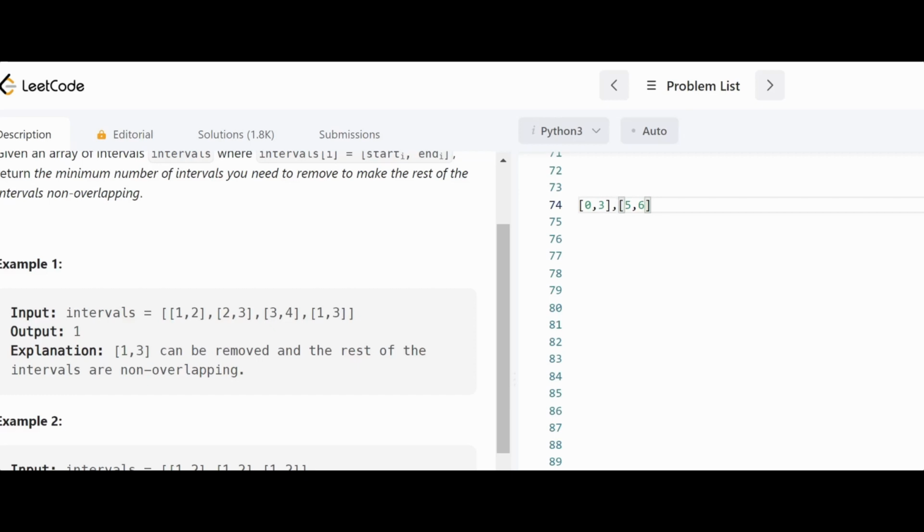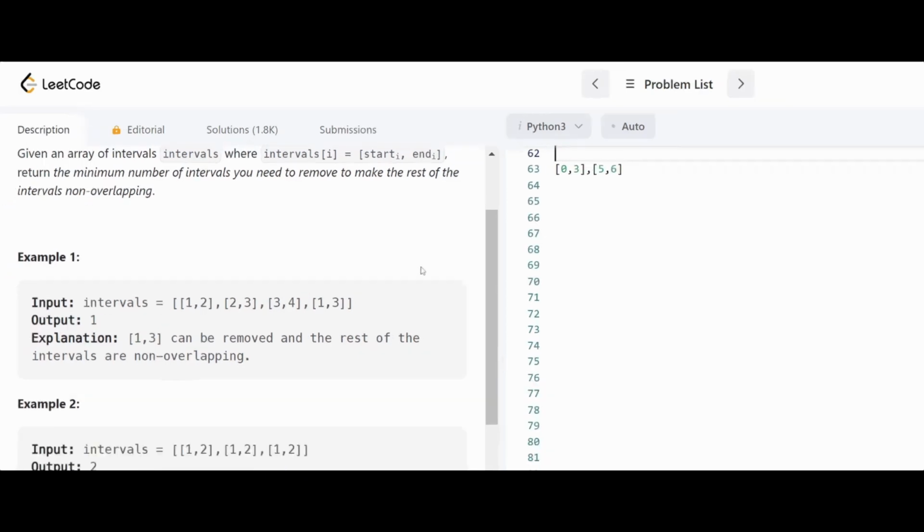So this is what the question is, guys. You need to remove the minimum number of intervals in the intervals array so that you can make the list a list of non-overlapping intervals. Okay. So this is what the question is, guys. All right. Now let me just zoom this out a bit.